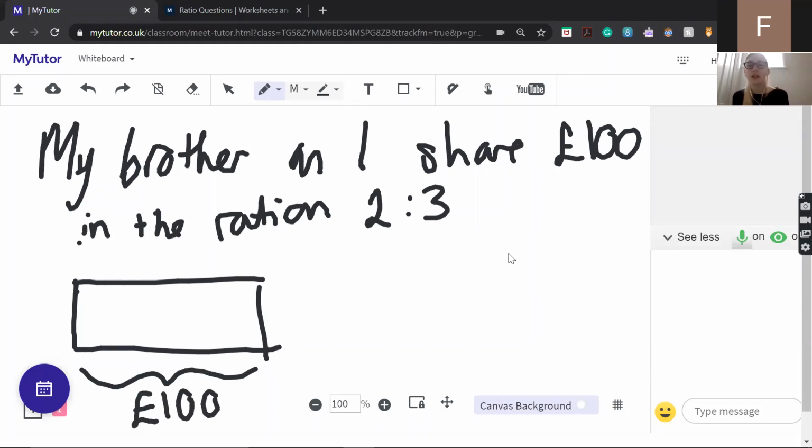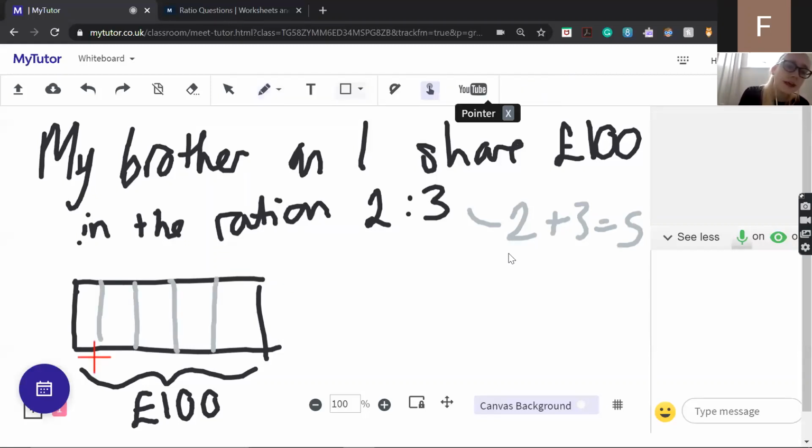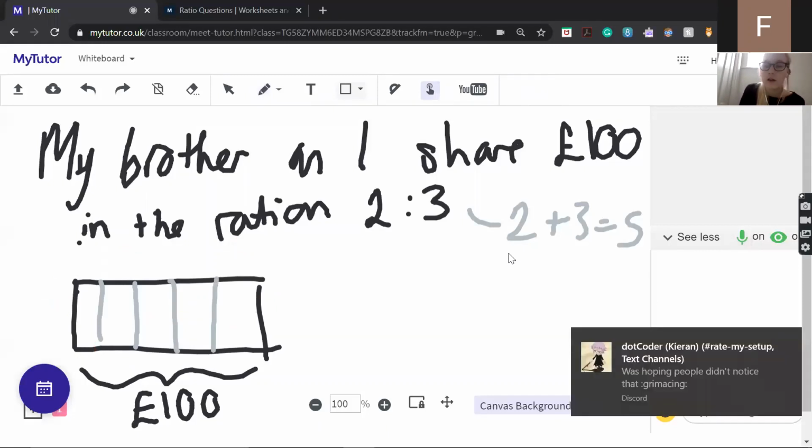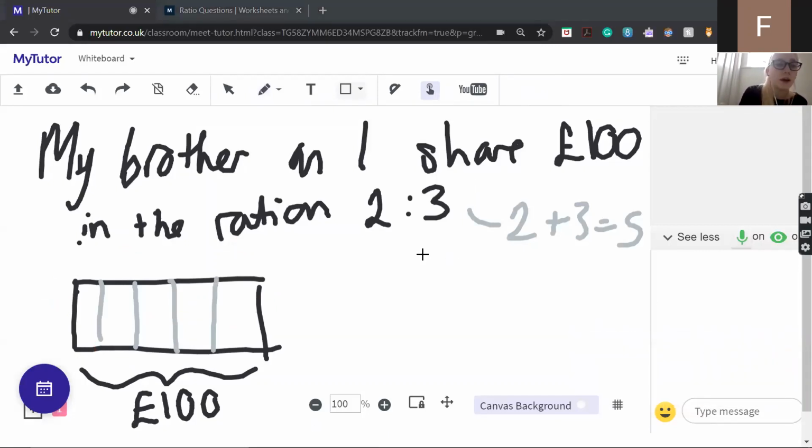And it's been split in the ratio 2 to 3. So what we do is we add those together to work out how many chunks there are total. Because my brother's getting 2 chunks, I'm getting 3 chunks. So that means that between us, it's split into 5 chunks. So then we split this 100 into 5. This means that there are 5 chunks here of equal size. They're all equal chunks, and my brother's going to get 2 of them and I'm going to get 3 of them.